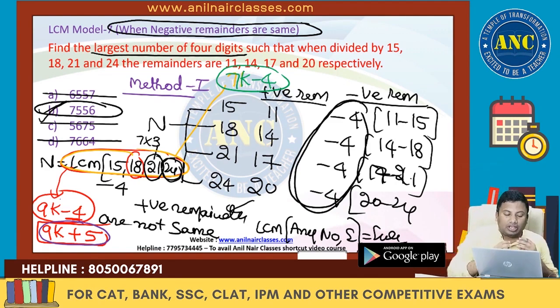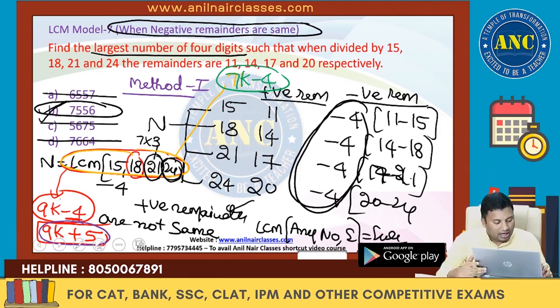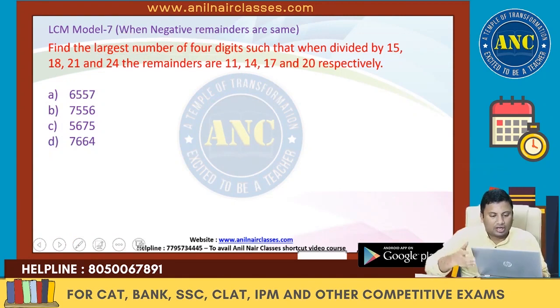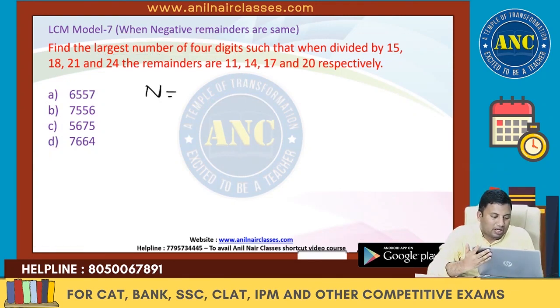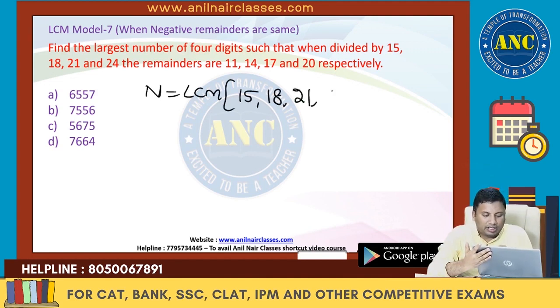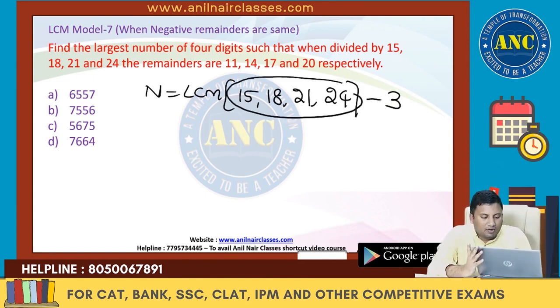First thing to always remember: the idea is to simplify it with different prime numbers. I will tell that point, otherwise students might ask a doubt. N is LCM of 15, 18, 21, 24 minus 3. This is what we got. In these numbers, what are all the prime factors that are hidden?